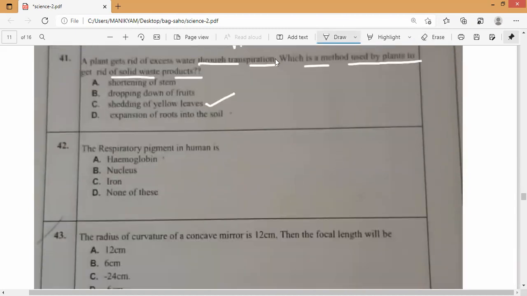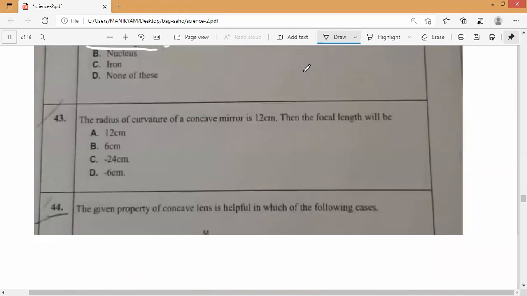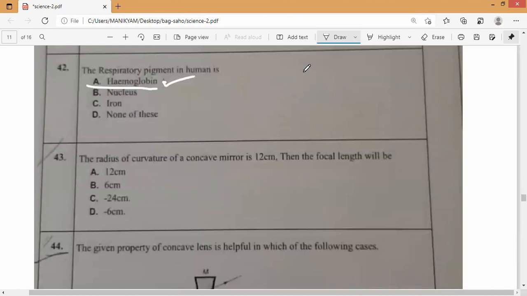Hemoglobin, sir. The human pigment is hemoglobin. That is next.